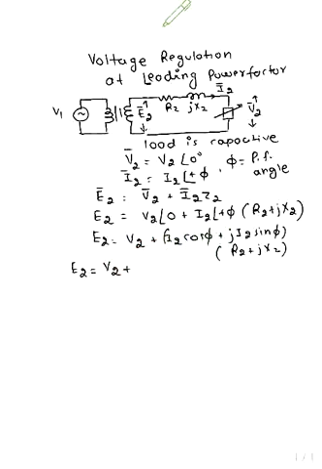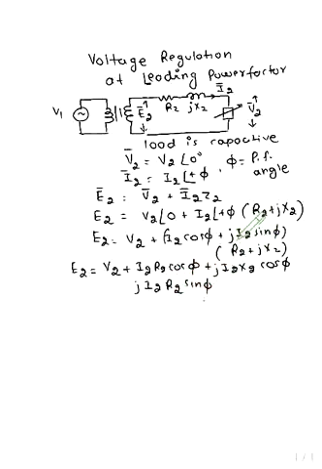V2 plus I2 R2 cos phi plus j I2 X2 cos phi, then plus j I2 R2 sin phi, and here j times j becomes minus, so we can write minus I2 X2 sin phi.